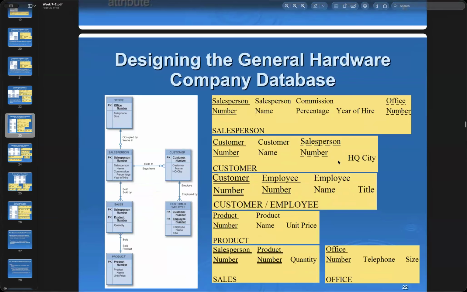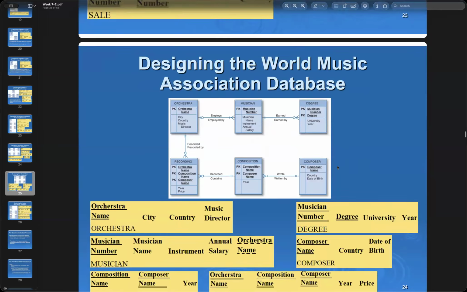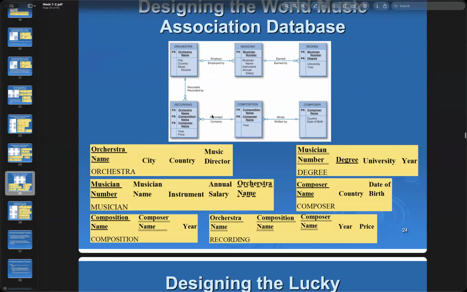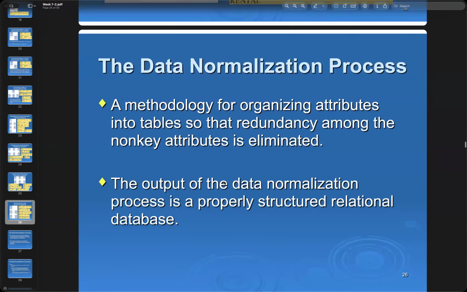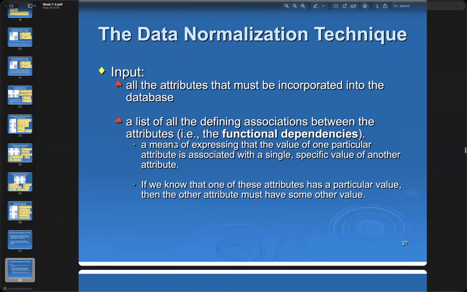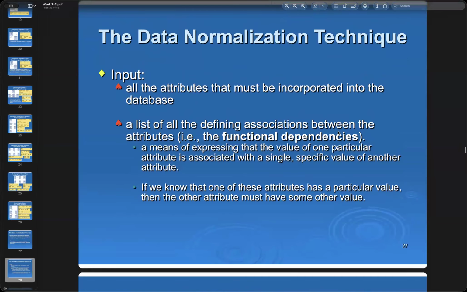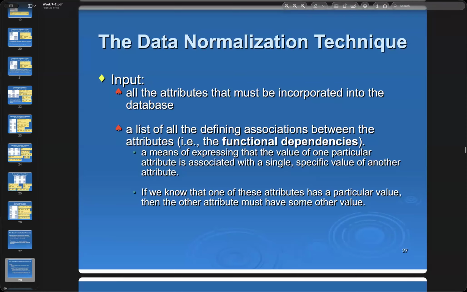Sometimes we draw in this way. At least you should put it, even later in the project, you also need to show it. No matter whether it is the diagram or the table listing in this way, you have to put it. And then we will give a list of all the defining associations between the attributes, including functional dependency. Later you will know what a functional dependency is. It means expressing that the value of one particular attribute is associated with a single specific value of another attribute. So if we know that one of these attributes has a particular value, then the other attribute must have the same other value too.